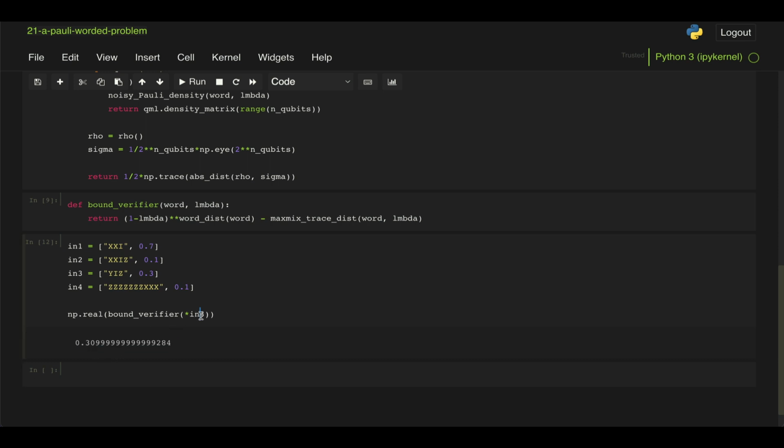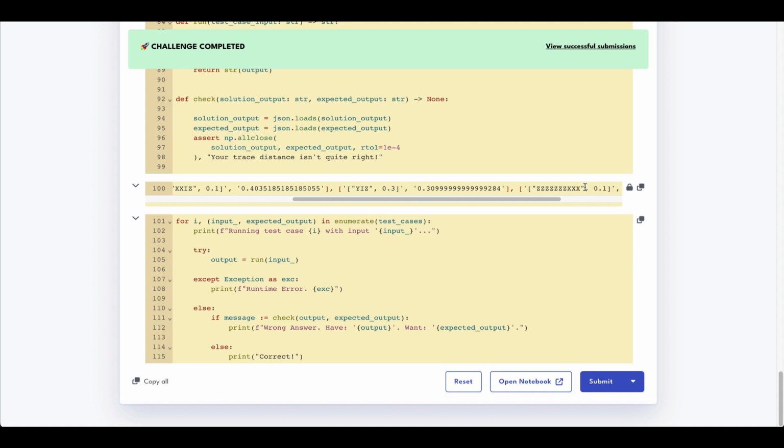And then for input 4, it's going to take a little bit longer because this is a long word. We get 0.229. And then here we can see that for that long word, we're supposed to get 0.229. So that just shows that we have implemented all the right functions. Once again, let me know if you have any questions.